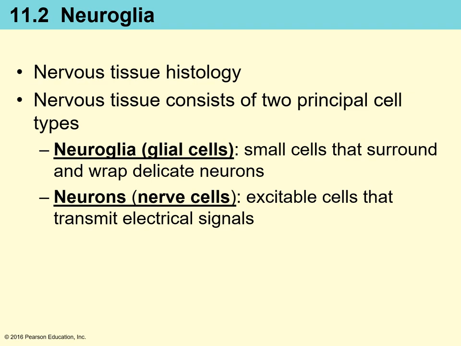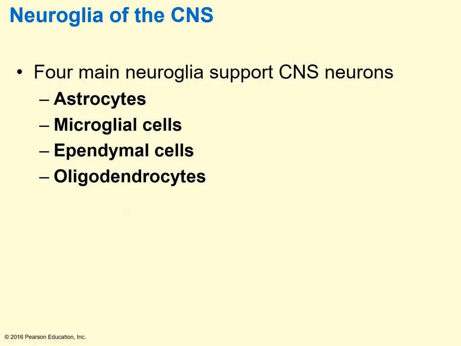When we look at the nervous tissue, there's two main cell types. You have your neurons, or your nerve cells. These are the ones that are specialized to be able to generate that impulse. The glial cells, or neuroglial cells, these are your supporting cells. They do not generate an impulse, but they are able to support the neurons.